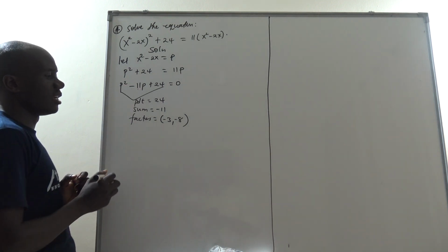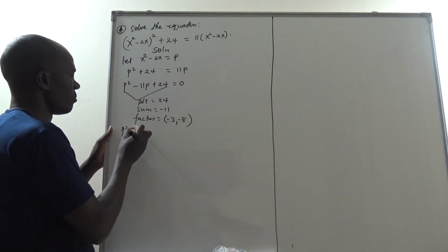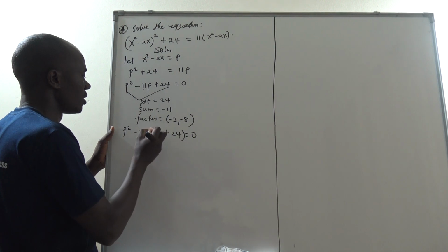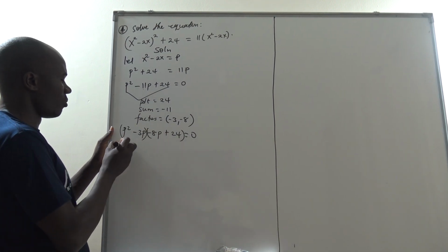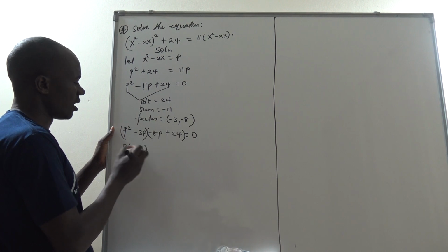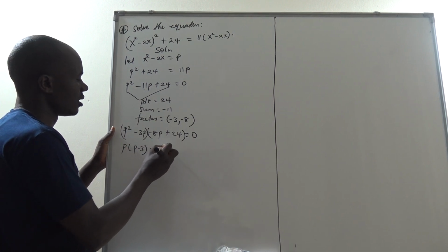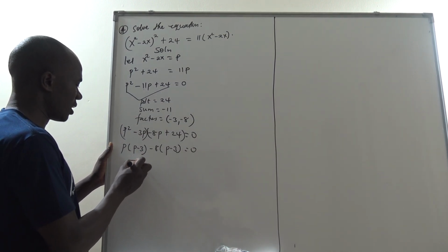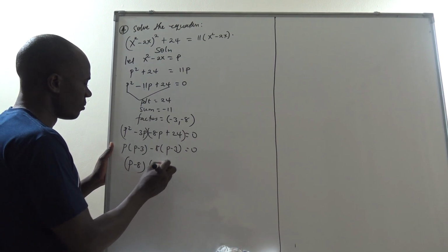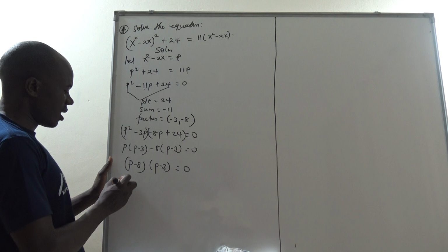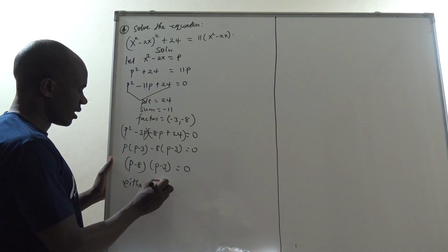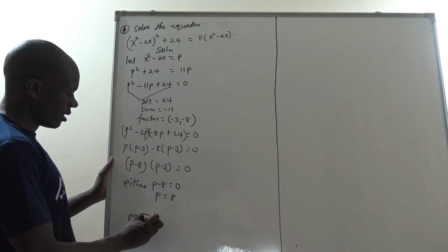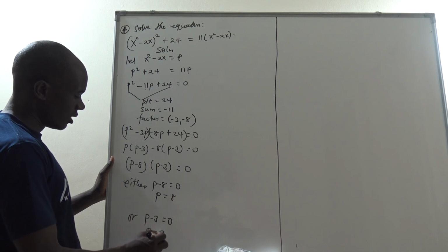So can we substitute in that? So we are getting P squared minus 3P minus 8P plus 24 equals 0. We categorize them. What is common is P into P minus 3. What is common is negative 8 into P minus 3 equals 0. So we are having P minus 8 again into P minus 3 equals 0. So from there we say either P minus 8 equals 0, it means P equals 8, or P minus 3 equals 0, P equals 3.